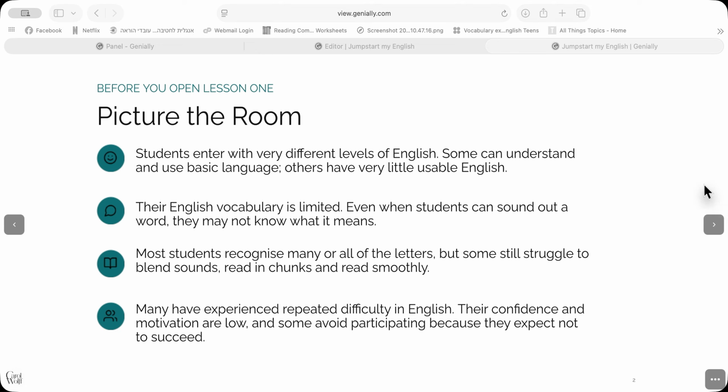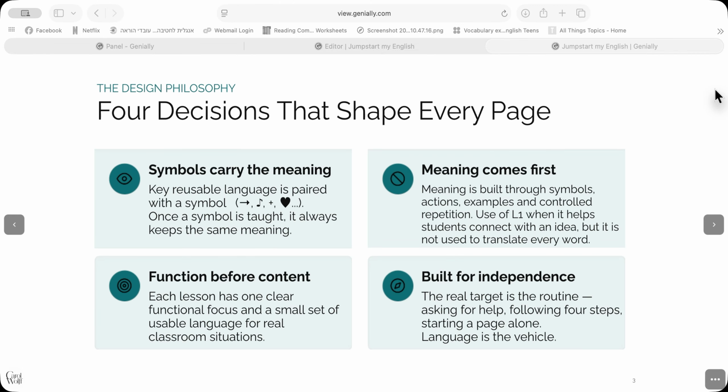Most importantly, many of these students have experienced difficulty in English for years. Their confidence is low and they've stopped trying because they expect to fail. This is the classroom these lessons are designed for. 4 decisions guide the program. First, key language is connected to stable symbols. Once a symbol has been taught, it always keeps the same meaning.